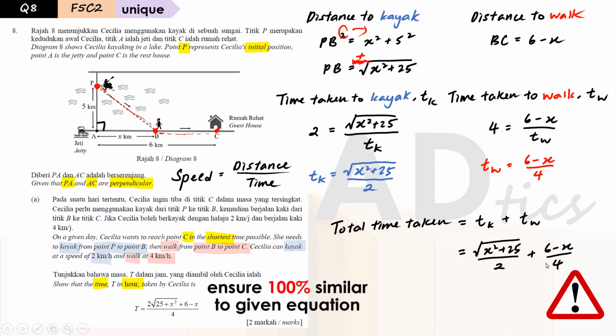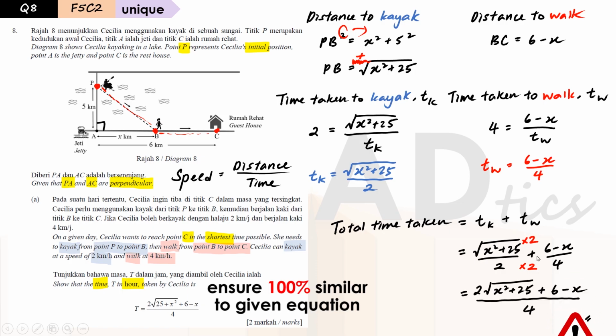Okay, so to combine them, we need to make sure it has the same denominator, and if you look at here, the denominator here is 4. So what we need to do is very simple. For the first fraction, we multiply 2 at the top and the bottom. Alright, so once we multiply, it will be something like this, right? 2 will be multiplied and 2 will appear here, and the denominator here will be 2 times 2, 4. Right, same as here, so it will be combined together.